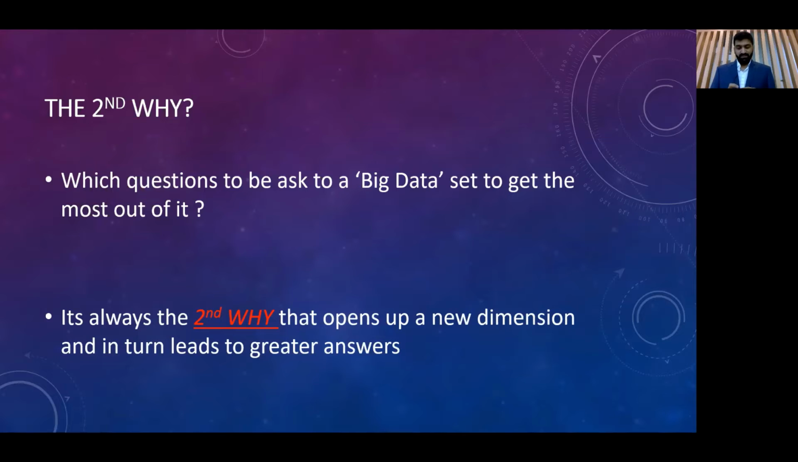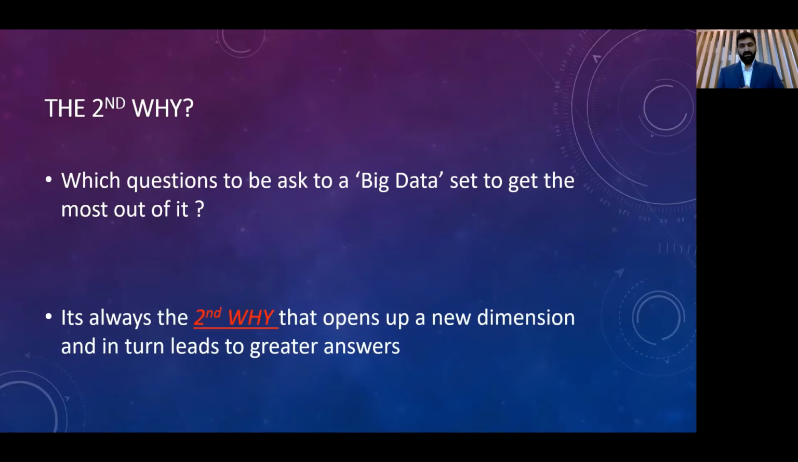Again, let me give you a quick example of this one. Suppose the first why question is, why does the Earth not fall in space? Because the sun's gravitational force holds it together and makes it spin around the sun. Fair enough. The second why question is, then why does the sun not fall in space? Aha, you see, all of a sudden, the second why question opens up a whole new dimension, and it actually provides us far greater reaching answers. So in data science, it is absolutely required that we ask the right set of why and second why and the third why and the consecutive why questions to our data so that we get the greater reaching answers.